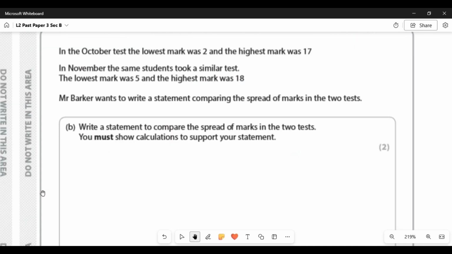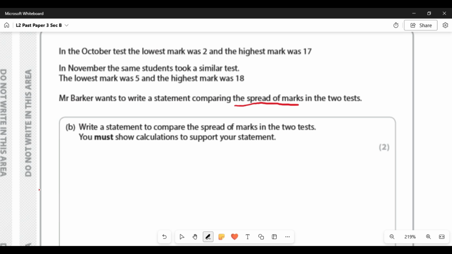Part B says, in the October test, the lowest mark was 2 and the highest mark was 17. In November, the same students took a similar test, lowest mark was 5, highest mark was 18. Mr. Barker wants to write a statement comparing the spread of marks, let me just highlight that bit there, in the 2 tests. Write a statement to compare the spread of marks in the 2 tests. You must show calculations to support your statement for 2 marks.